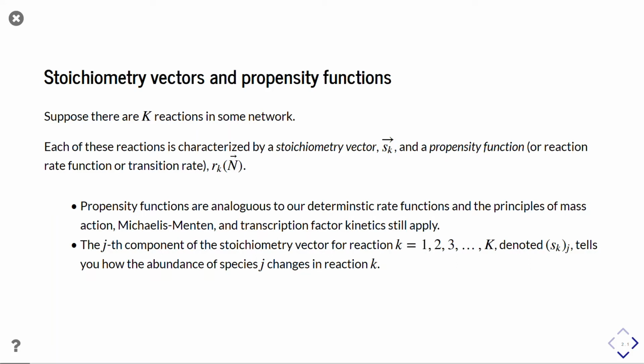Propensity functions in stochastic modeling are analogous to deterministic rate functions, and the principles of mass action, Michaelis-Menten kinetics, and transcription factor kinetics from deterministic modeling still apply here in the stochastic setting. Note that by definition, the jth component of the stoichiometry vector tells you how the abundance of species j changes in reaction k. I'll denote the jth component of the stoichiometry vector S sub k as S sub k in round brackets with a subscript j on the outside of the brackets.